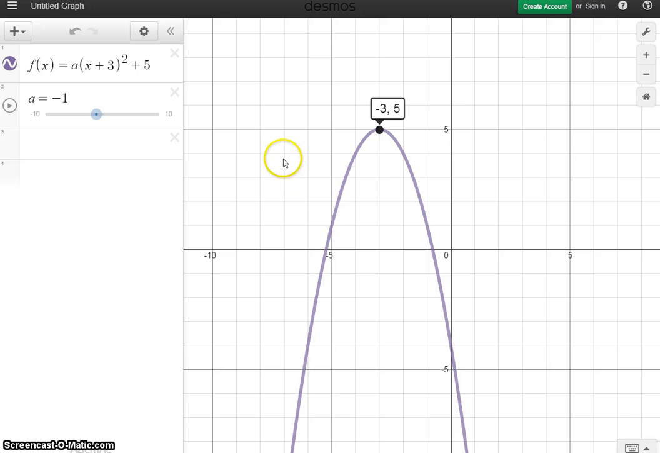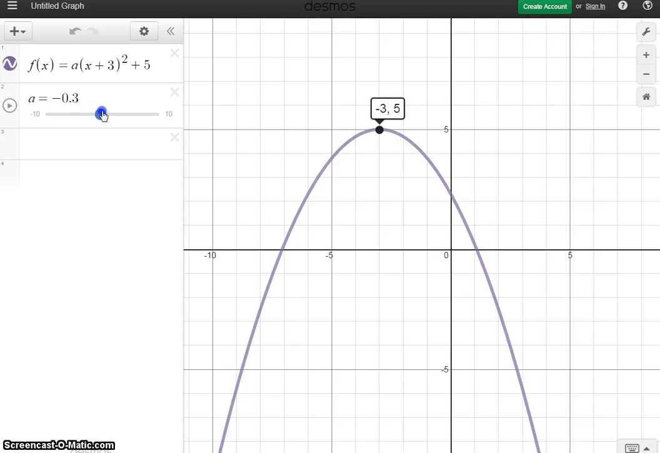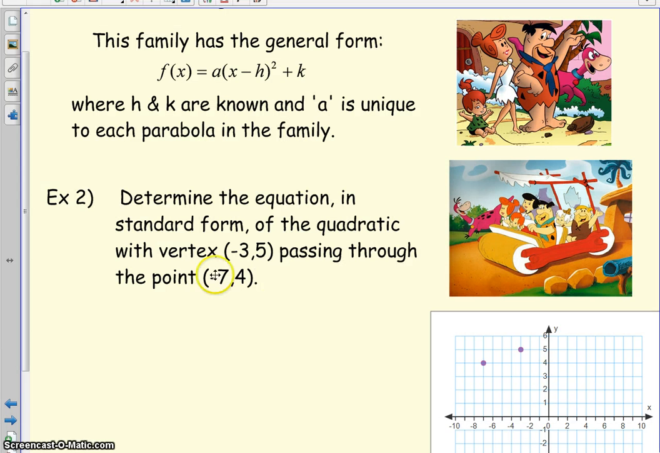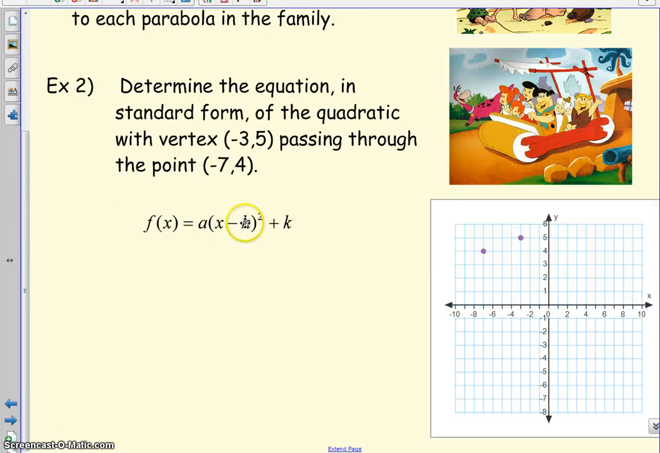So (-7, 4) would be somewhere up here, so I'd have to play around with it in order to get it to work. Okay, so I might be able to approximate it here, but again, I'm looking for an exact value. So I need to find the a value that makes this parabola pass through that given point of (-7, 4). Okay, so in order to do that, I'm going to start with my vertex form.